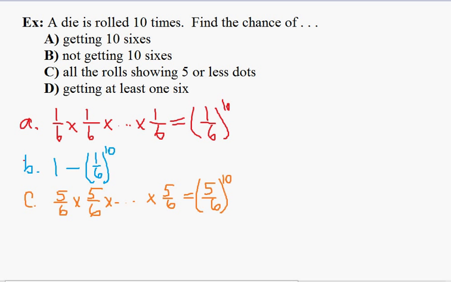And finally, let's do part D. Getting at least one 6. Well, the opposite of getting at least one 6 is getting no sixes. That's one of these little tricks for doing probability problems. At least 1 is the opposite of none. So at least one 6, that's 1 minus the probability of no sixes. And the chance of no sixes, that's exactly what we did in part C, where everything is 5 or less. So 1 minus 5/6 to the 10th power.